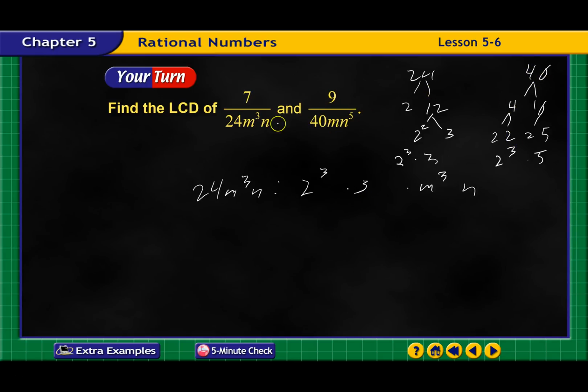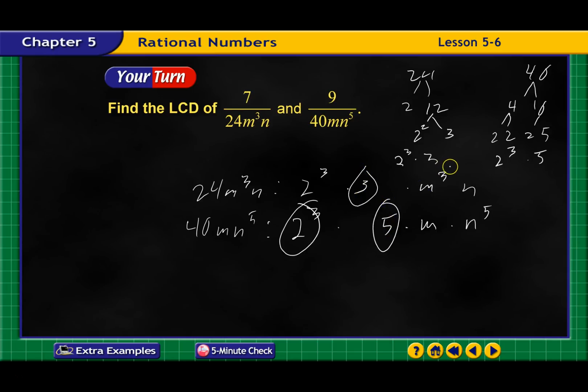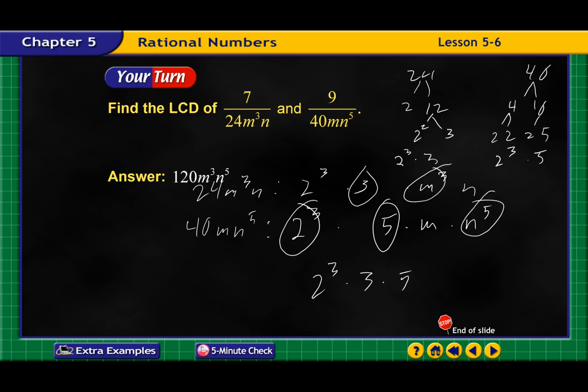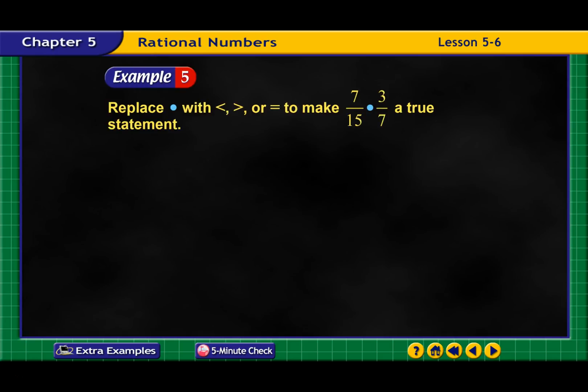And then my 40 m n to the 5th is going to come out to 2 cubed times 5. We'll put it over here so it lines up, and then m times n to the 5th. So my biggest ones are 2 to the 3rd, 3, 5, m cubed, n to the 5th. So I multiply those numbers out in my calculator to get this number, and then I tack on m cubed and n to the 5th, and that comes out to 120 m cubed n to the 5th. And we've still got more, my goodness.